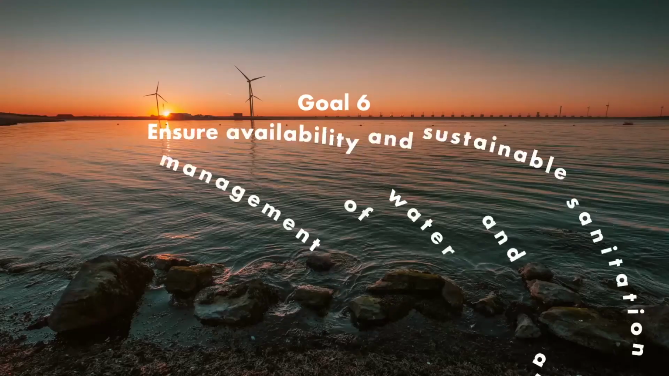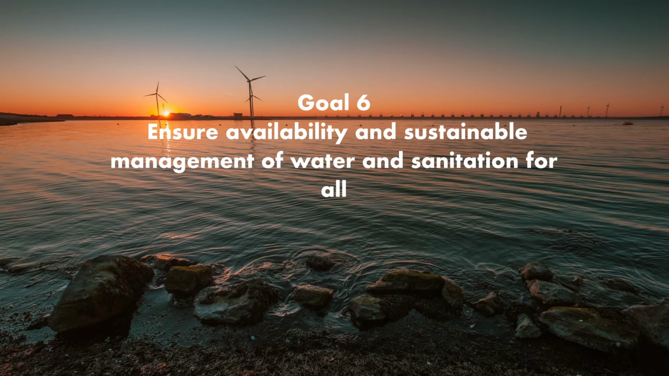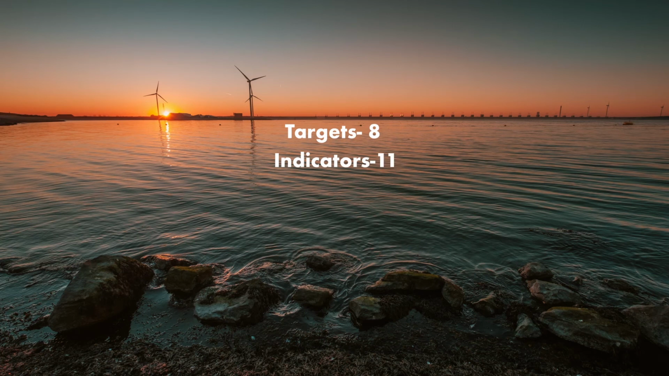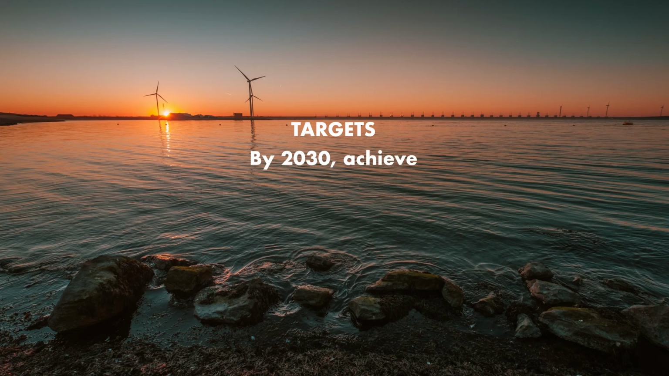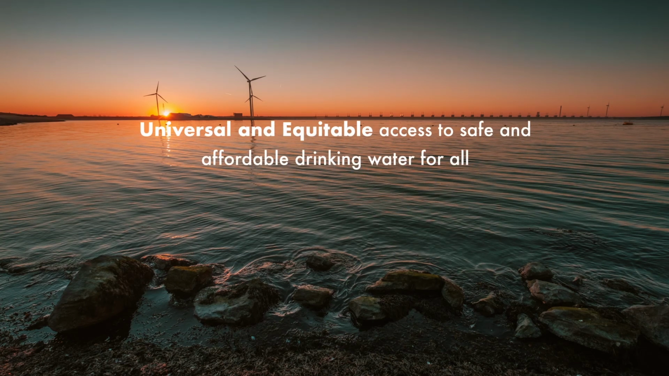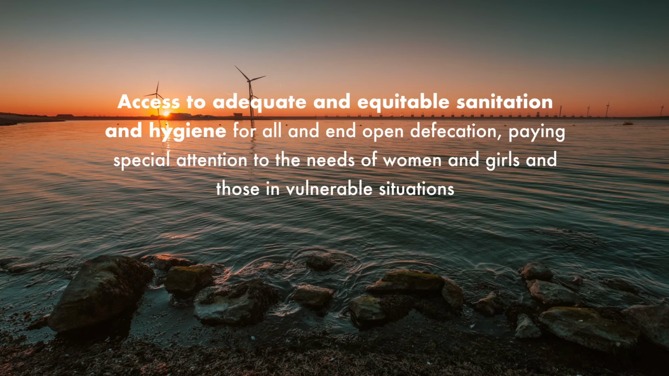goal number 5. Goal number 6 is on ensuring availability and sustainable management of water and sanitation for all. That has 8 targets with 11 indicators. Let us see what are the key important targets and key important indicators. Of the 8 targets, some of the targets are: by 2030, achieve universal and equitable access to safe and affordable drinking water for all. Access to adequate and equitable sanitation and hygiene for all and end open defecation, paying special attention to the needs of women and girls and those in vulnerable situations.